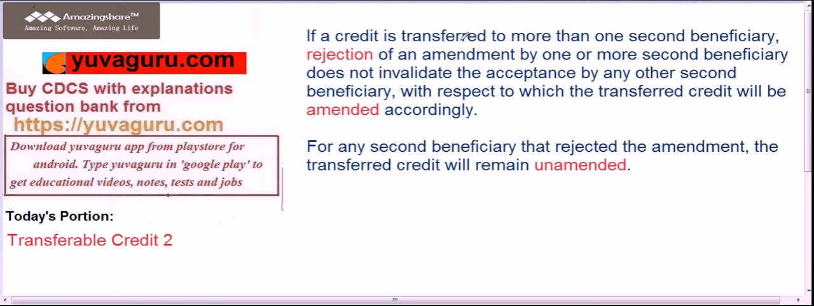If a credit is transferred to more than one second beneficiary, rejection of an amendment by one or more second beneficiaries does not invalidate the acceptance by other second beneficiaries, with respect to which the transferred credit will be amended accordingly. You can read this, I'll explain it to you.